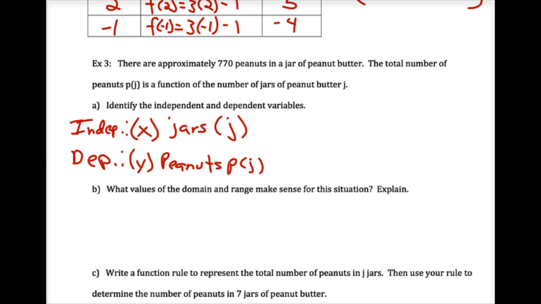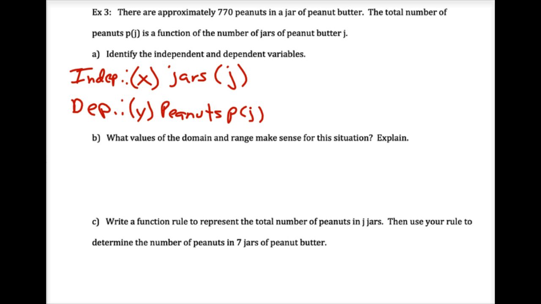All right, let's talk about the values for the domain and the range. The independent is the domain and the dependent is the range. So, for the domain, which is our jars, what could the values of the jars be? 1, 2, 3. Could it be infinity?